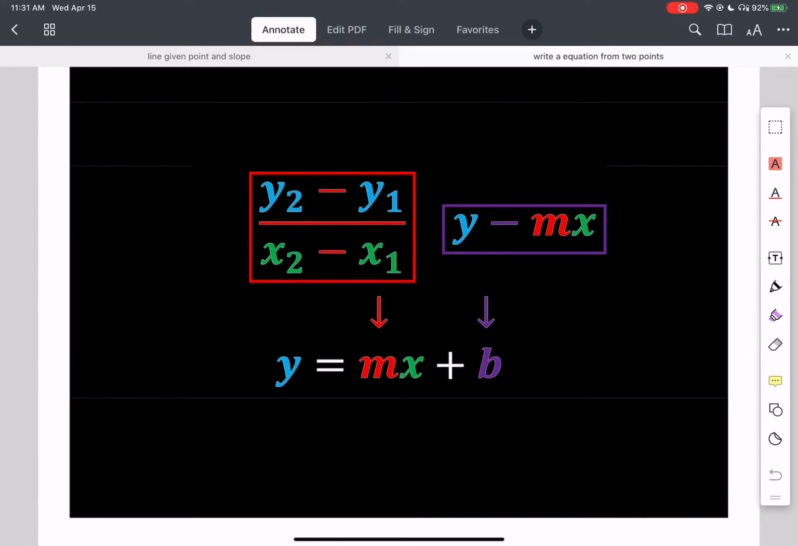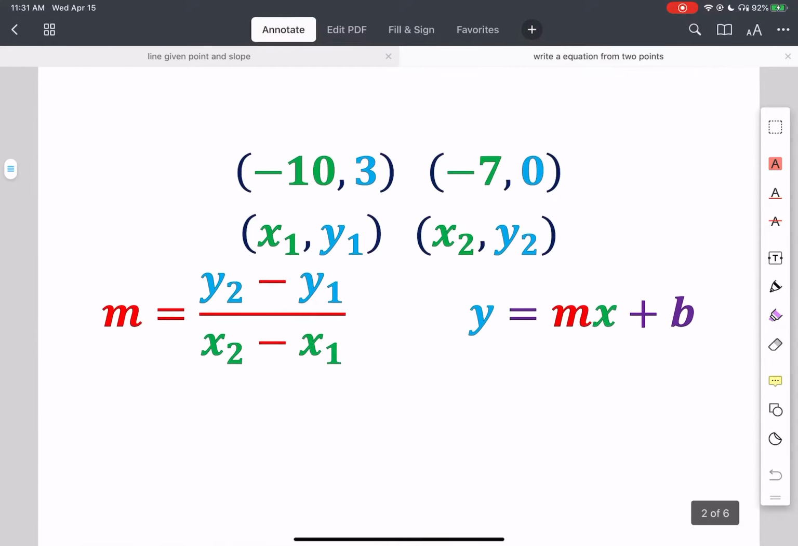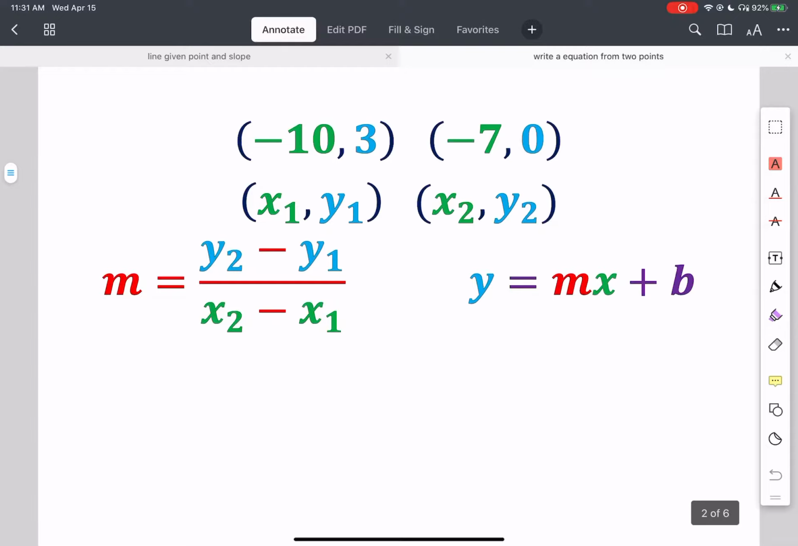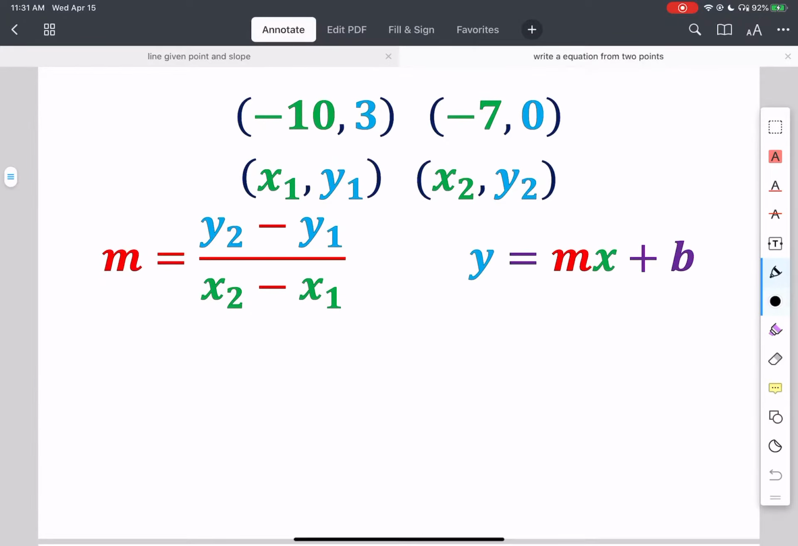Now we're putting together a couple different things we've done before. We're finding slope, and then we are using one of the points to find the y-intercept, and then we can write our y equals mx plus b equation. So in this example, we've got 2 points, negative 10 and 3, and then negative 7 and 0. So we have to solve for the slope first.